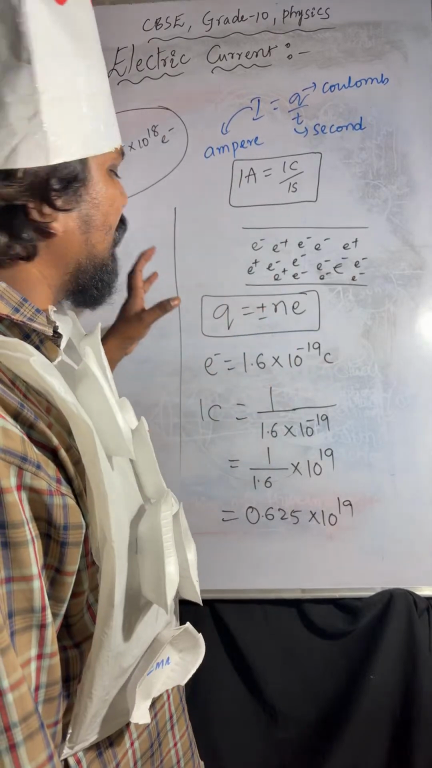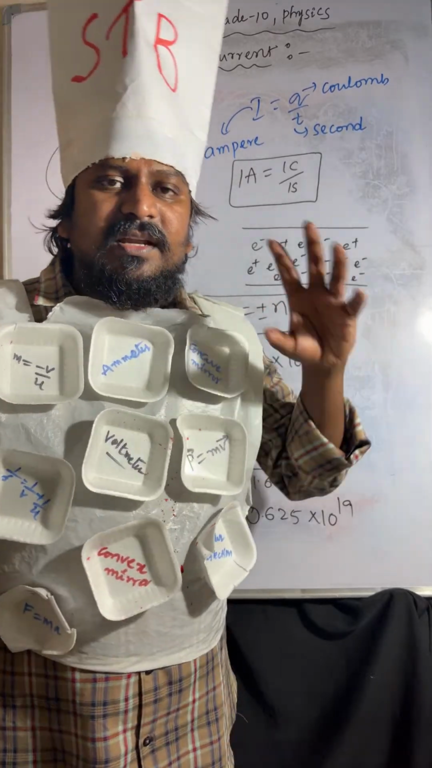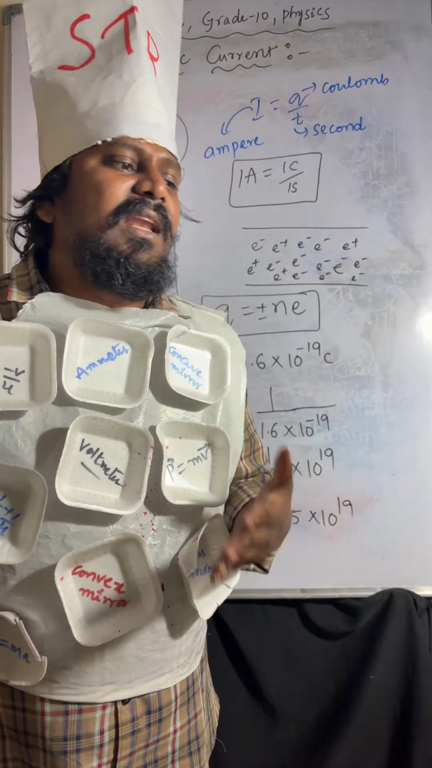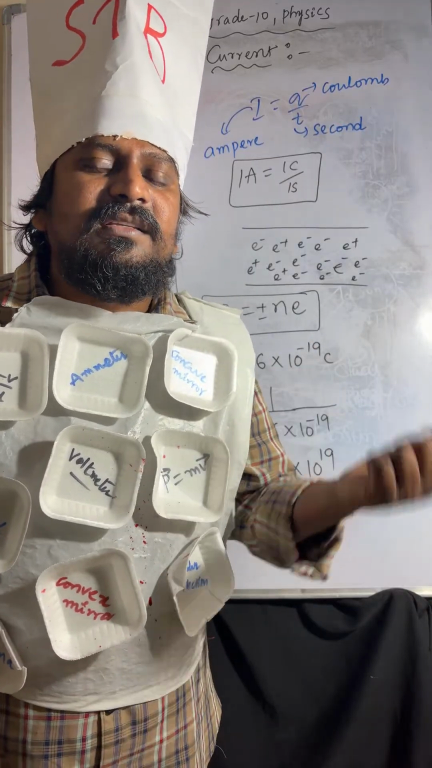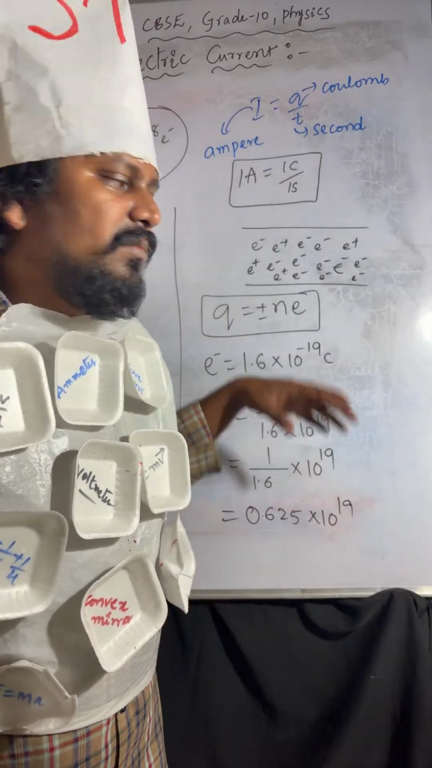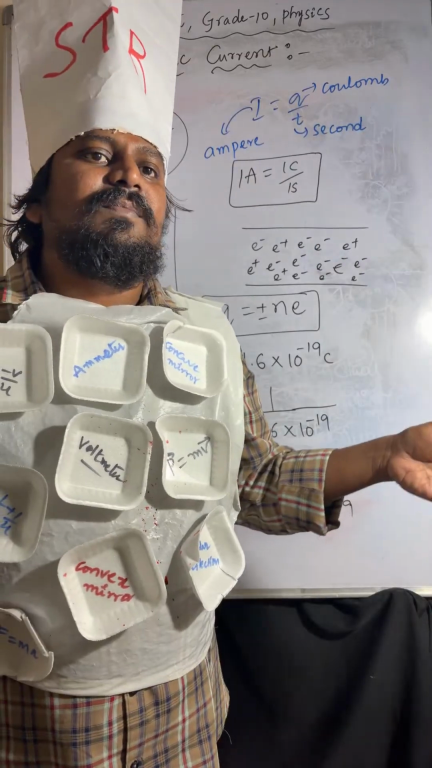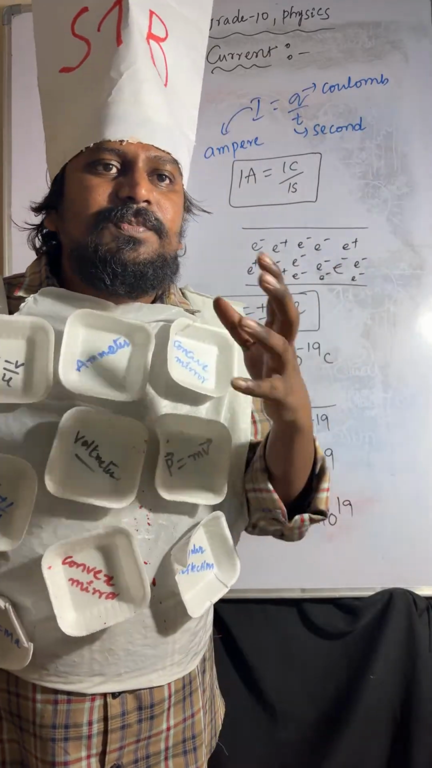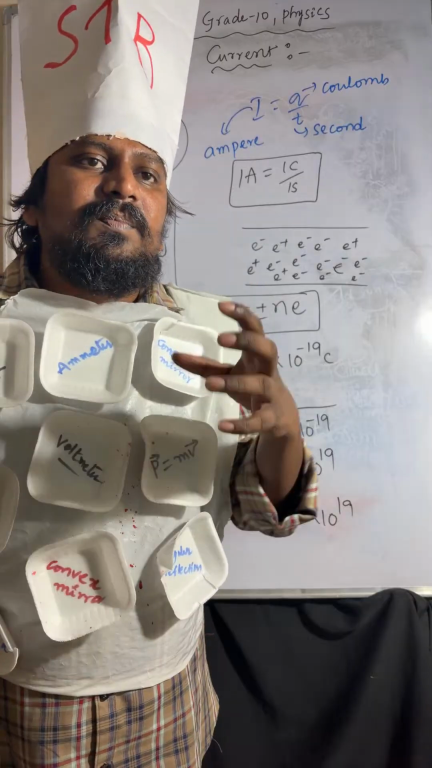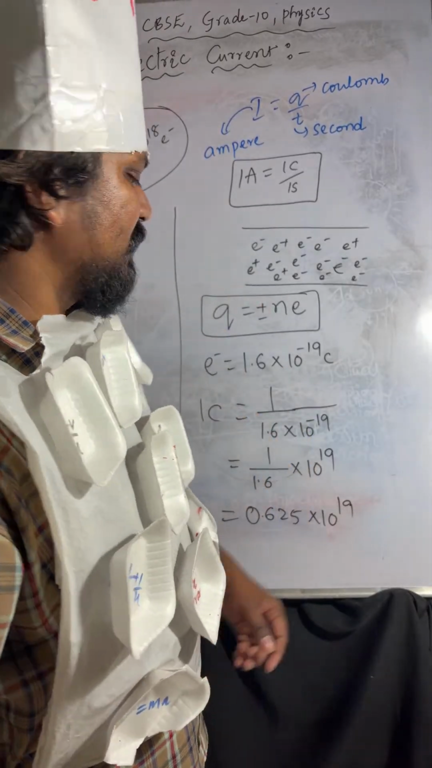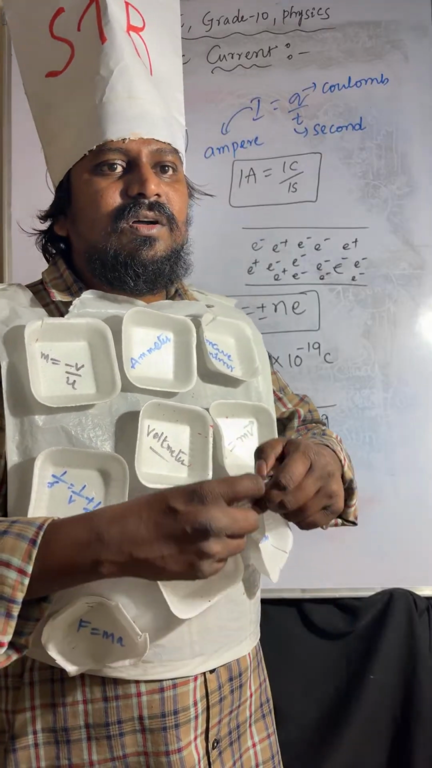How much charge is present on one electron? 1.6 into 10 power minus 19 coulomb. In 1 coulomb, 6.25 into 10 power 18 electrons are present. So I hope it is very clear.